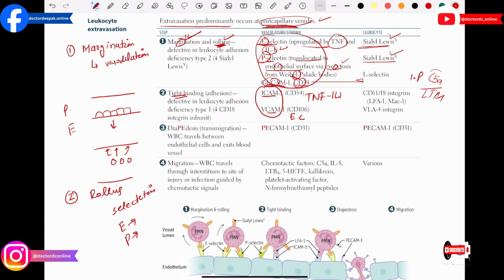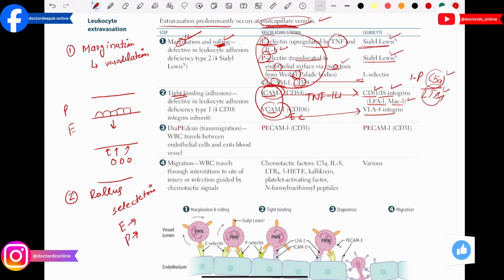So basically complement protein C5a and leukotriene B4 upregulate the integrin molecules which are present on the leukocyte. They mention here CD11/CD18 integrin, which is also called LFA-1 and Mac-1. Then we have the VLA-4 integrin. So you just have to remember, in the adhesion and tight binding process, ICAM is going to attach with CD11/CD18 integrin, and VCAM is going to attach with VLA-4 integrin. So this is the second step: when the adhesion molecules attach with the integrin molecules, the tight binding will occur.